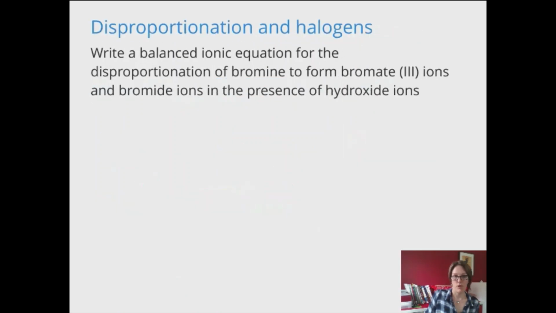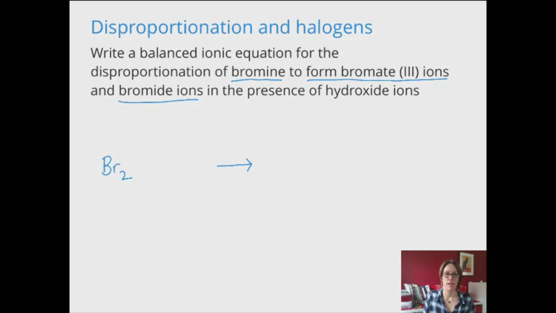This is not disproportionation, by the way, because we were starting with 2 elements in different oxidation states and ending up with 1 element in the same. This example we're now going to look at is disproportionation, which is a very similar thing in terms of using oxidation numbers to balance. So this time we're starting with bromine and we're making bromate 3 and bromide, but we haven't got hydrogen ions, we've got hydroxide ions. But we'll see how that works.